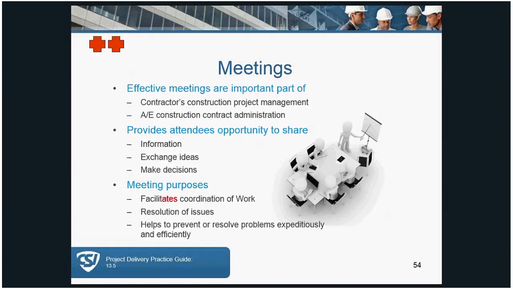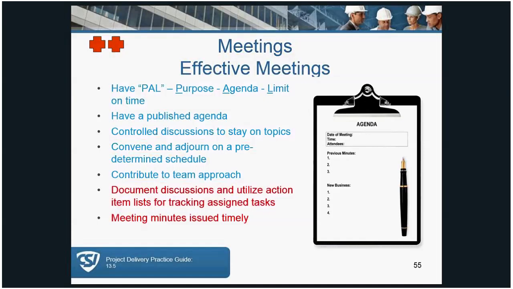Meetings. Effective meetings are an important part of QA/QC. They provide an opportunity for the attendees to share information and coordinate their work. The meeting's purpose basically is to resolve issues, coordinate work activities, and schedule deliveries.